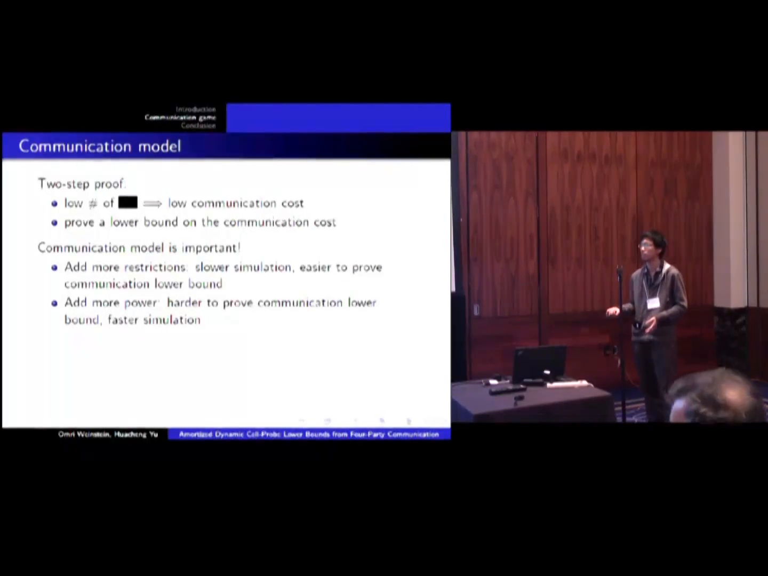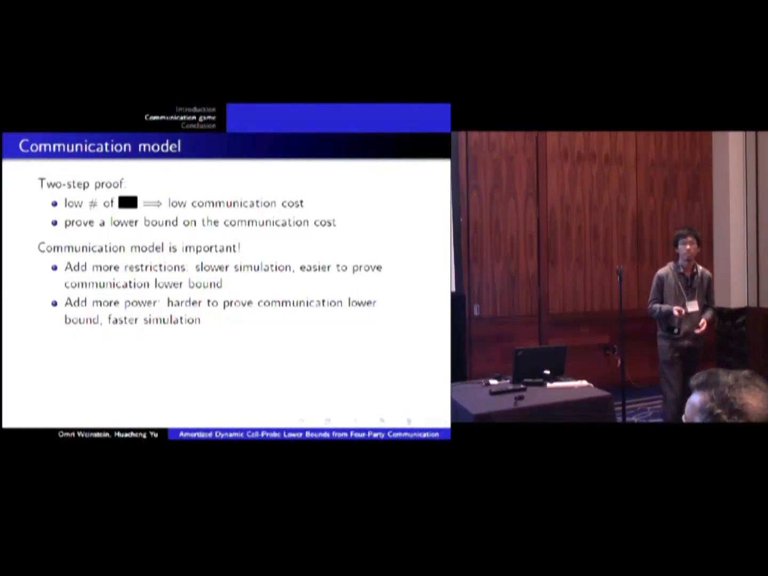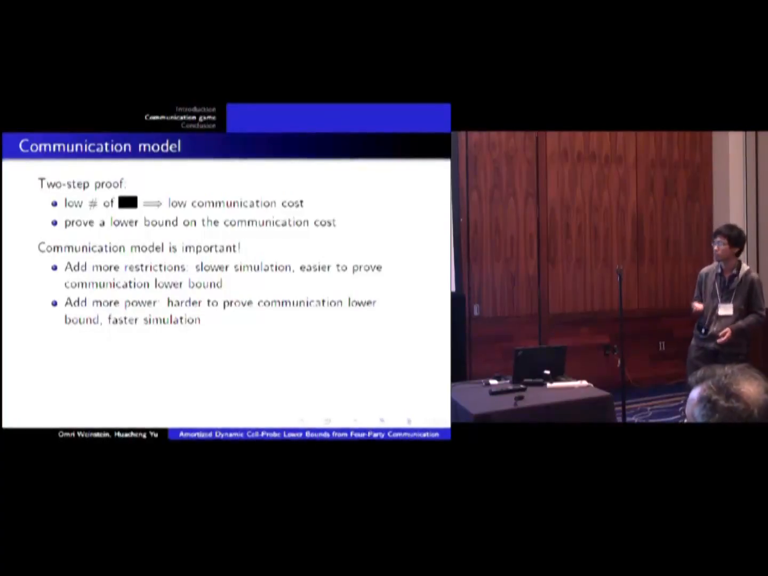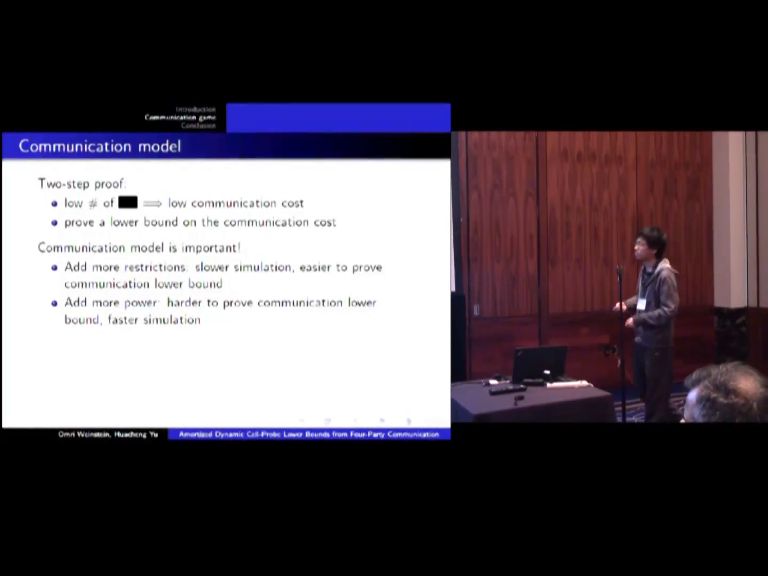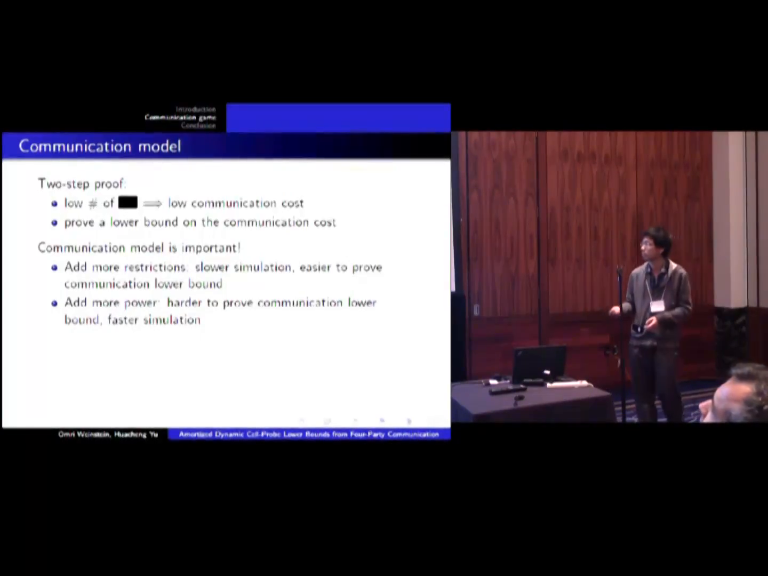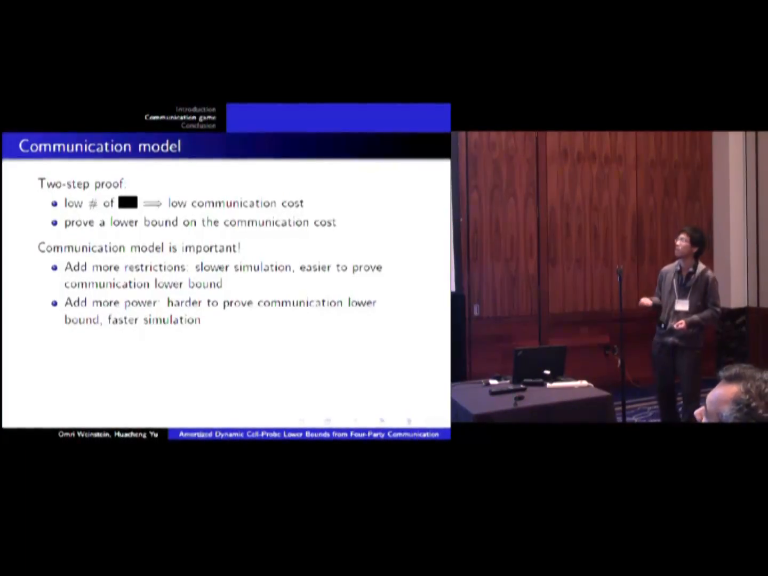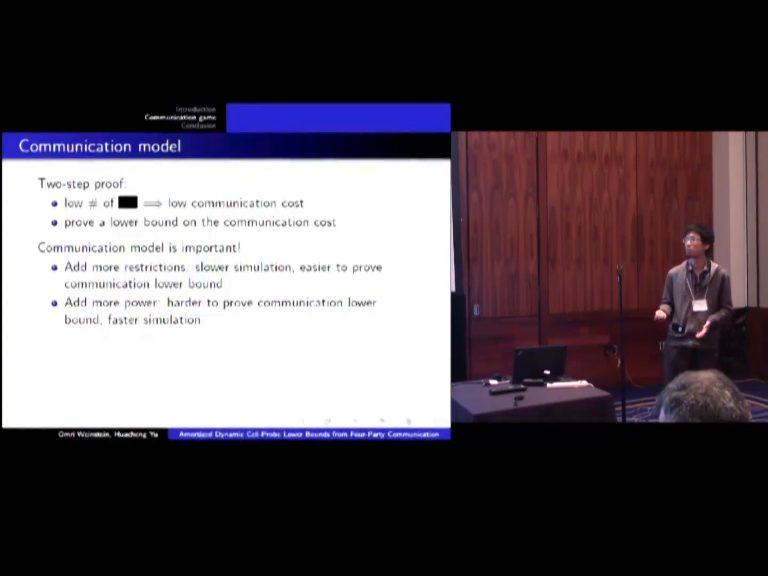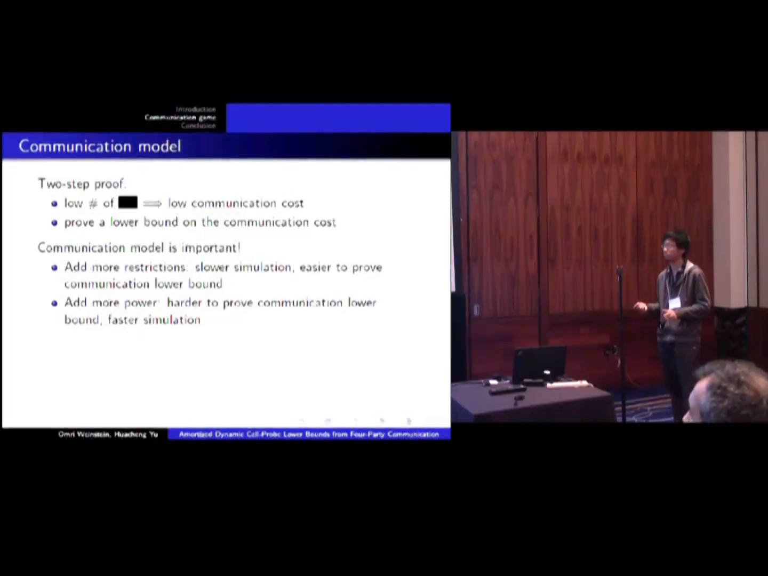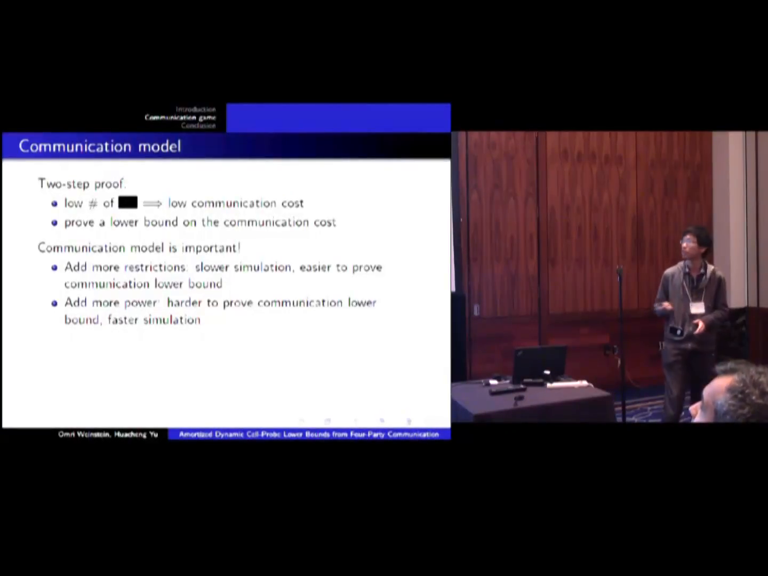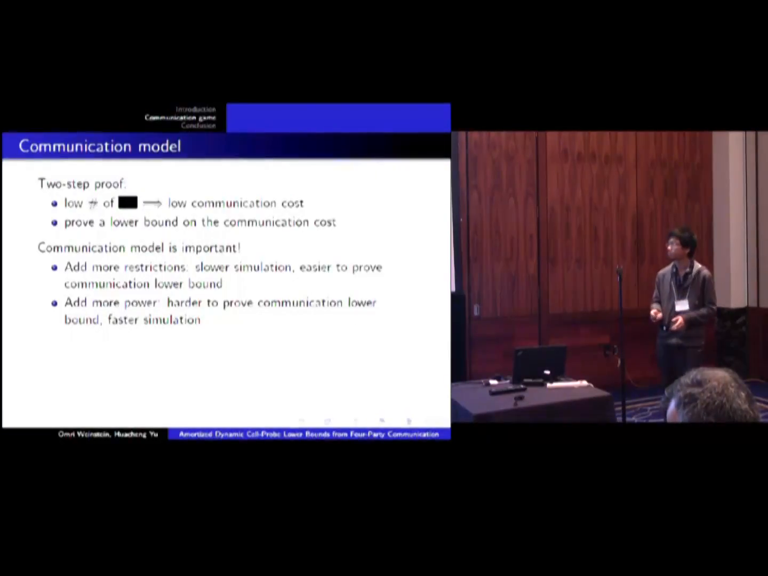For a similar reason, we can also add more power to the communication model, say, for example, by allowing the players to use randomness or non-determinism. But in this case, if the model is too powerful, then it might be harder to prove a communication lower bound, or even impossible to prove the lower bound we want. But with the same data structure, we might be able to get a faster simulation. We might be able to get a faster communication protocol.